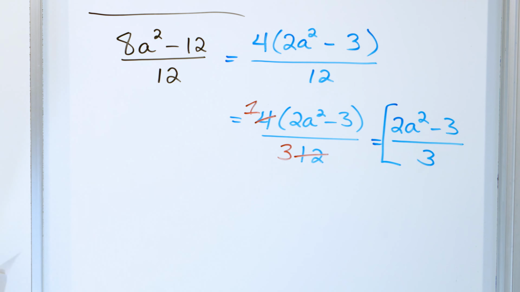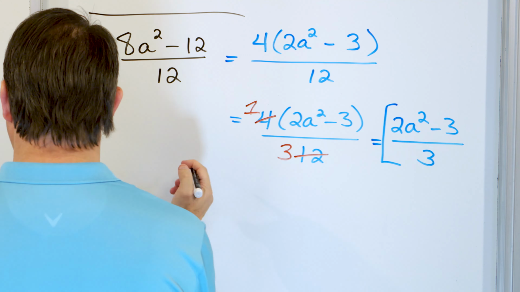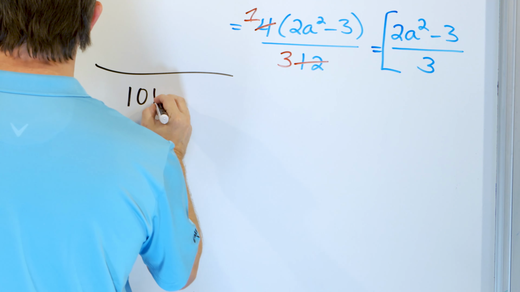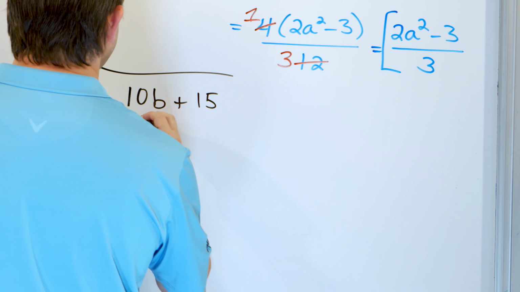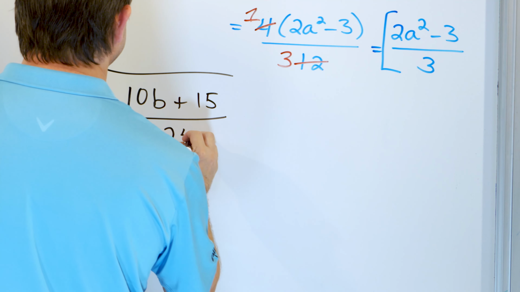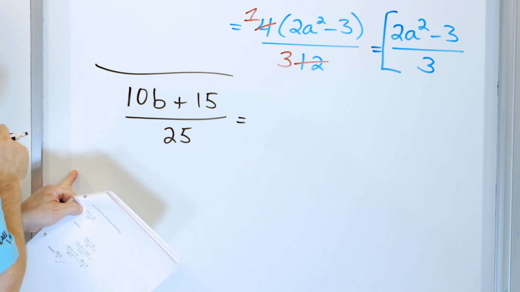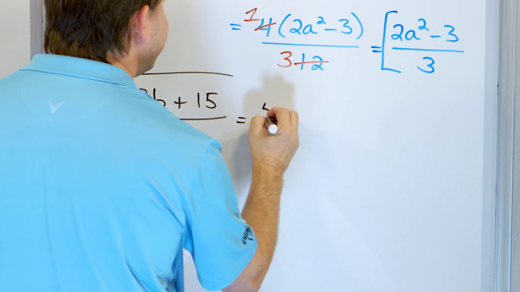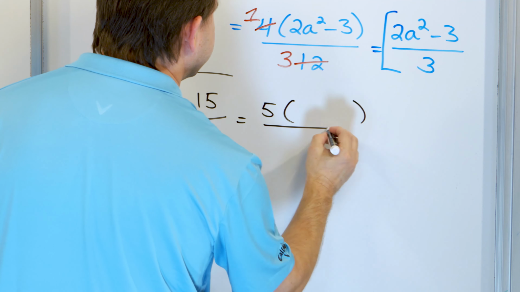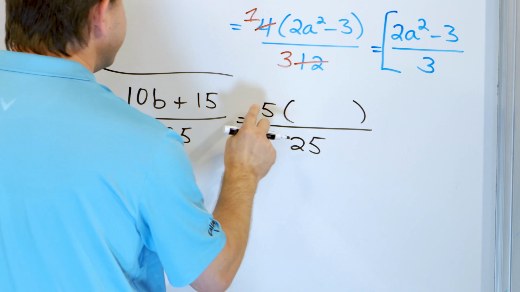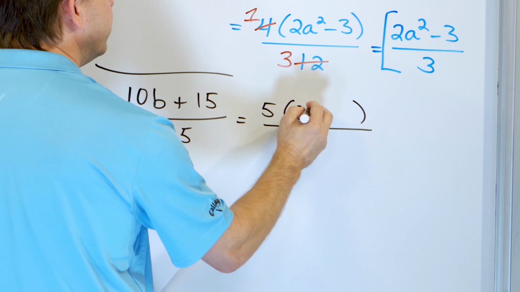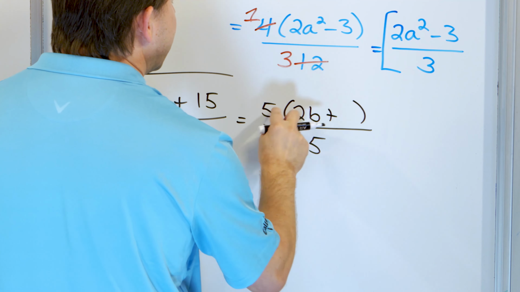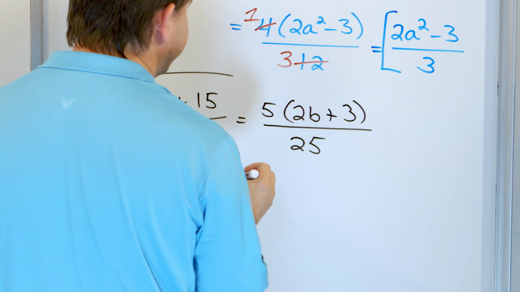All right, making good progress. What about 10b plus 15? And I'm going to divide all that by 25. What can I factor out on the top? Well, I can divide both of these numbers here by 5. So I'm going to pull 5 out. What do I need to finish it up? 5 times something is 10, so it has to be a 2, and I also need a b here when I multiply to give me 10b. Then 5 times something is 15, that's just 5 times 3.